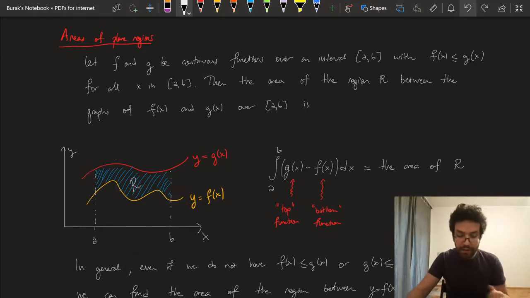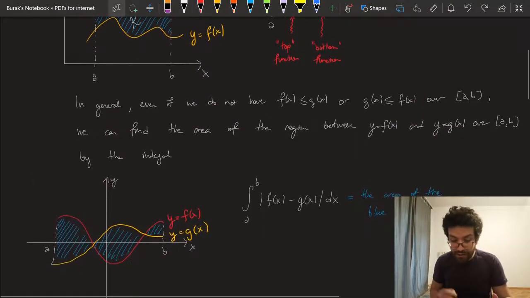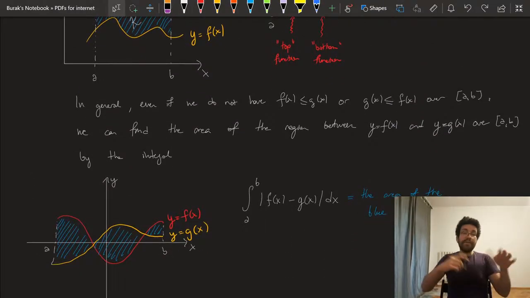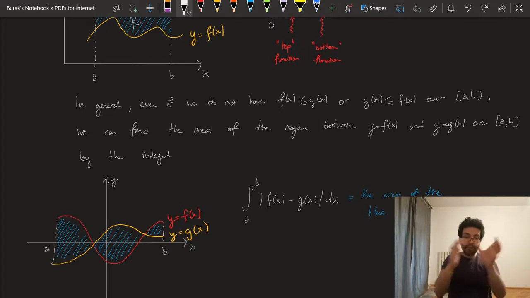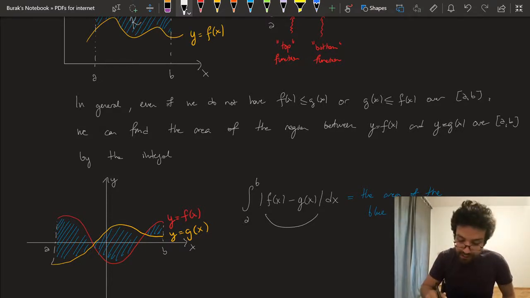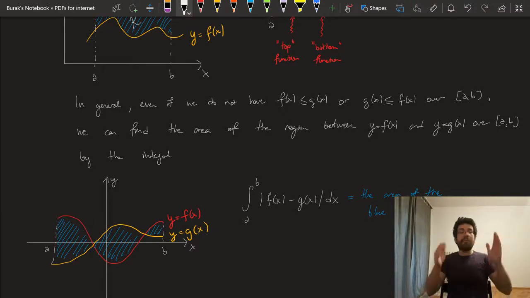Okay, and then I said that if it's not the case that one function dominates the other one, then just take the absolute value of the difference, and what's going to happen is on different intervals, this will automatically, when you open up the absolute value, give you the top function minus the bottom function. So you're going to get the area of the region between these two graphs of functions over this interval AB.